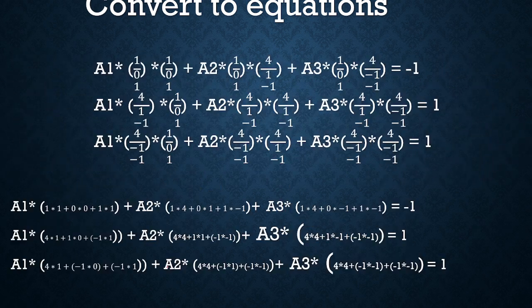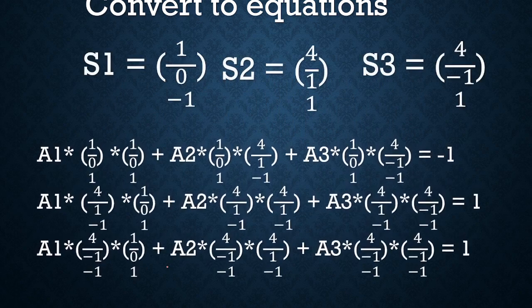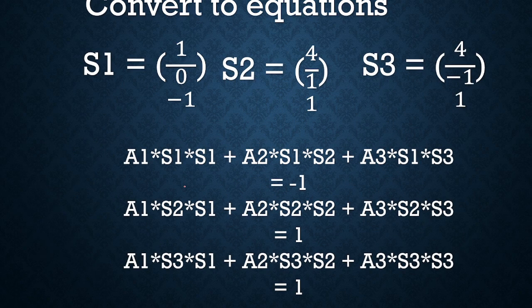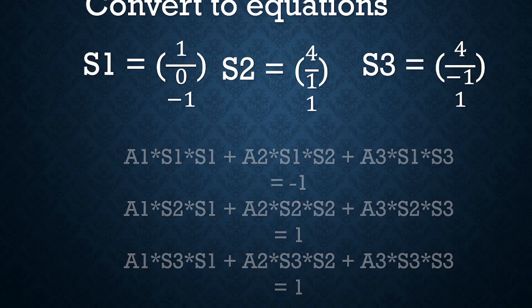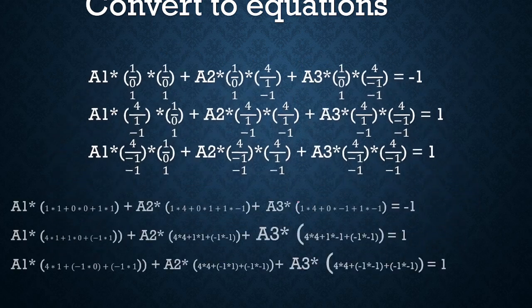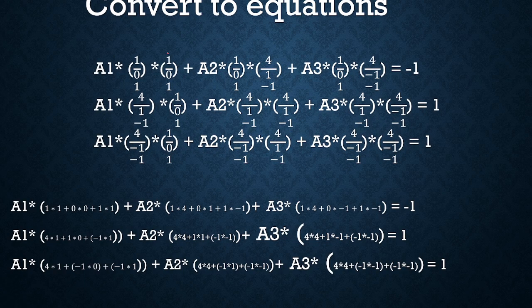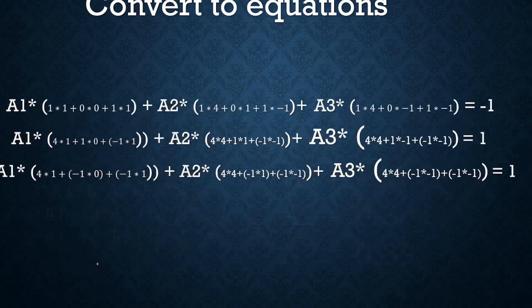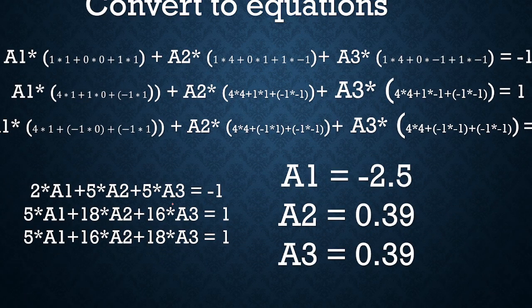First of all, what we have to do is convert support vectors into equations. After converting support vectors into equations, S1 into S1, S1 into S2, like that, you replace the values with all the vector forms, and after that you have to solve it. So 1 into 1, since it is a vector, 1 into 1 plus 0 into 0 plus 1 into 1. 1 into 4 plus 0 into 1 plus 1 into -1. Like that we have to put in every answer, every iteration. Then you will be getting the values as 2 into a1, 5 into a2, 5 into a3.